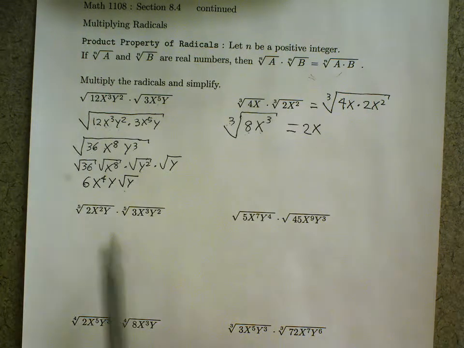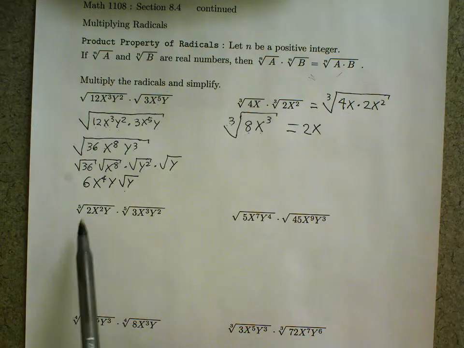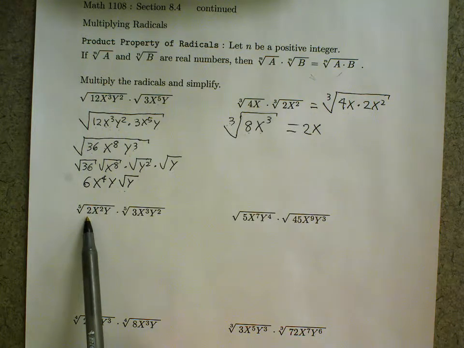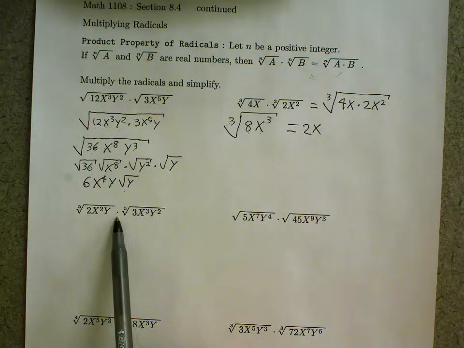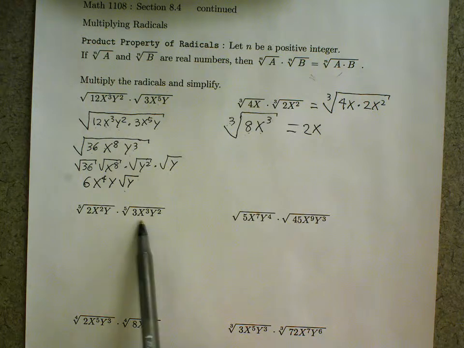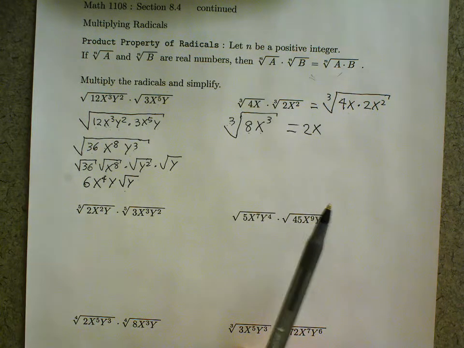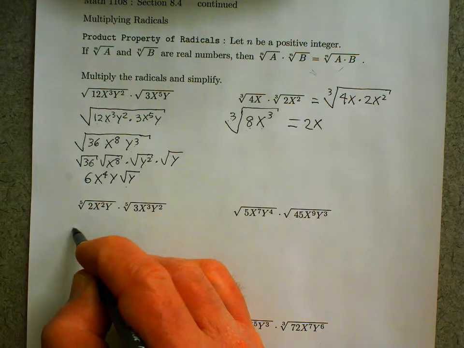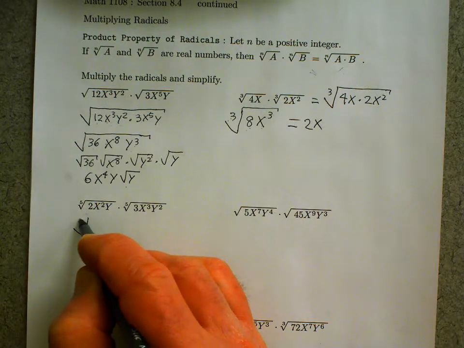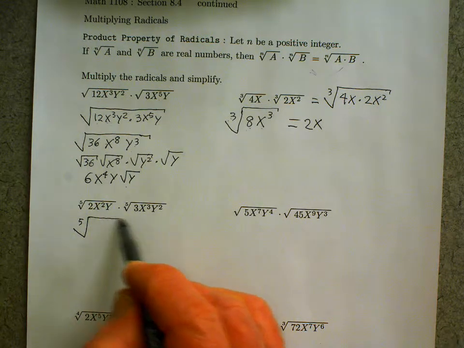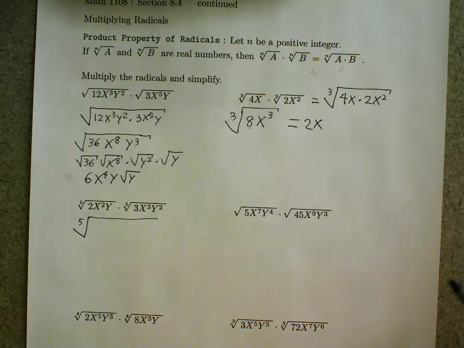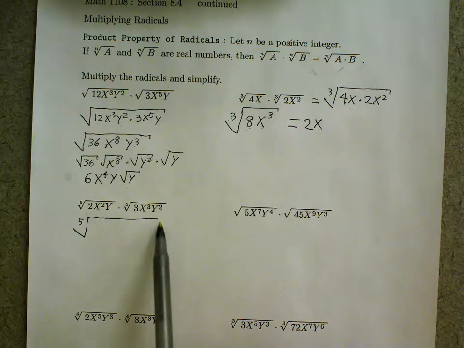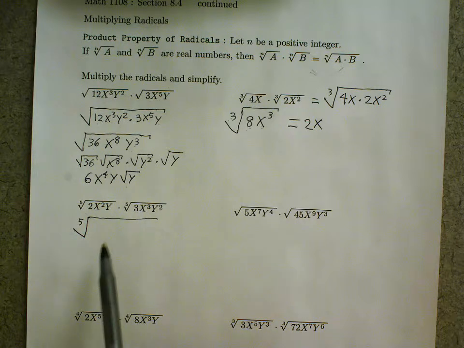Okay, the next one involves a product of two fifth roots. The fifth root of 2x squared y times the fifth root of 3x to the third y to the second. With a little bit of practice, we can write down fewer terms. It's always important to be able to show your work, but we don't have to show every single thing that goes on.